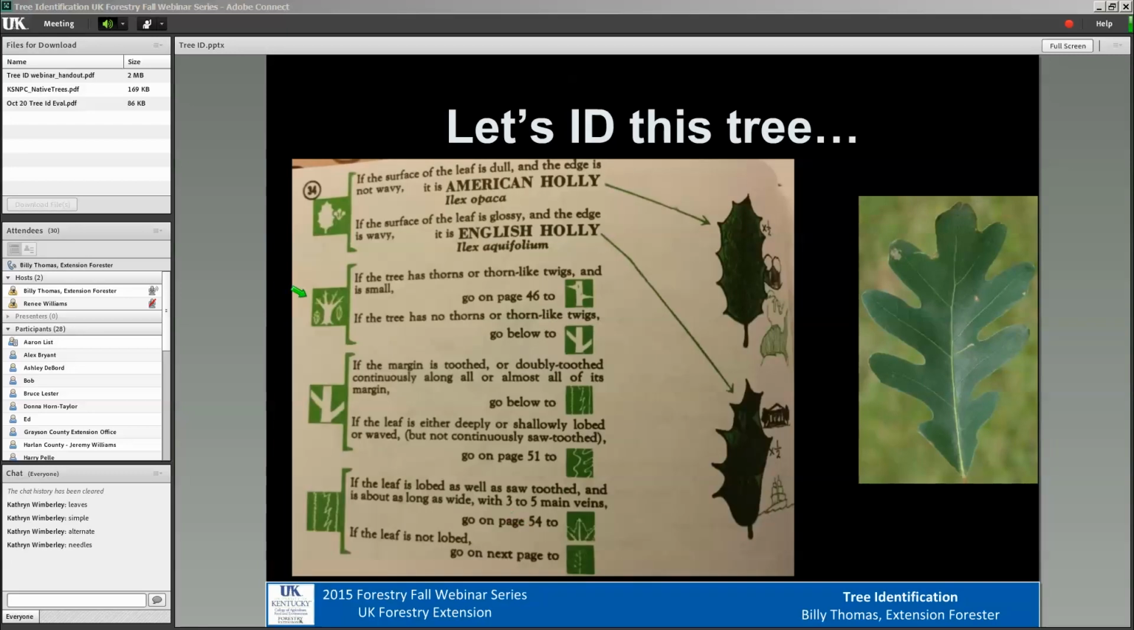So now if the tree has thorns or thorn-like twigs, or if the tree has no thorns or thorn-like twigs, this tree has no thorns on it. So we're going to go below down to this symbol here, which is right here. If the margin is toothed or doubly toothed continuously along or almost all of its margin, or if the leaf is either deeply or shallowly lobed or waved. So this is not sawtooth. It is kind of deeply lobed. So that's the option that we're going to go here. So we're going to go on to page 51, and we're going to look for that symbol.